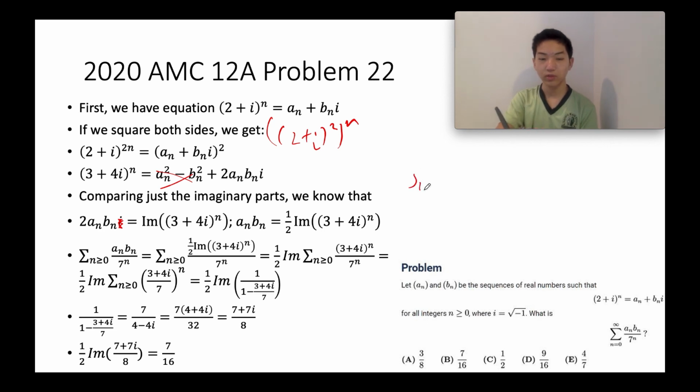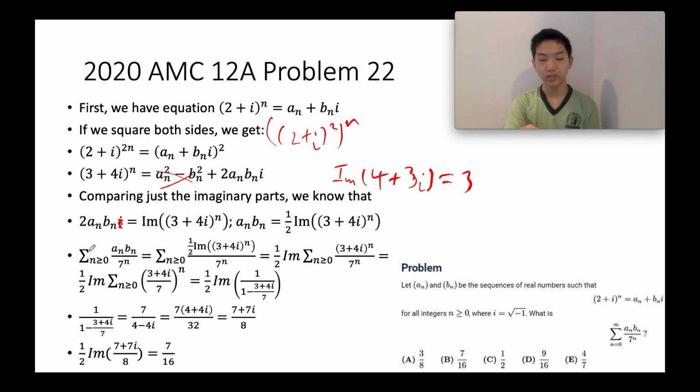So if we say we have 4 plus 3i, and we took Im of that, that'd be equal to 3. So then a sub n b of n is equal to 1/2 Im, and then that right there. So then we can plug it into the sigma.